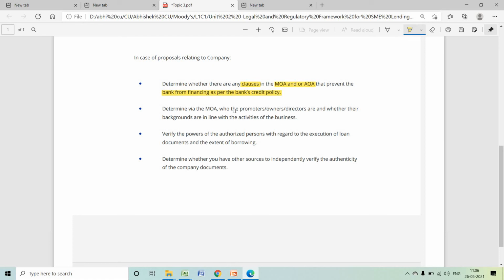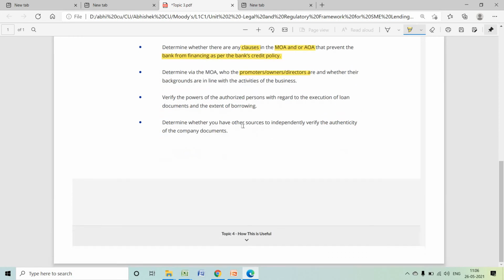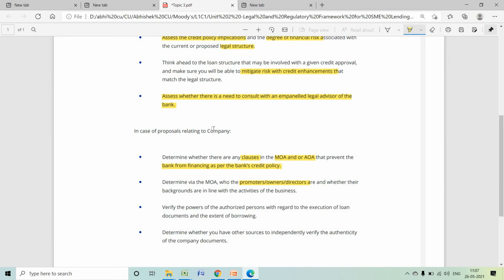And determine via the MOA who the promoters, owners, and directors are, and whether their background is in line with the activities of the business. So promoters, directors, and owners are also very important. You have to check their background. You have to find out whether they belong to the same business. Otherwise, tomorrow they will leave the business and fly away.